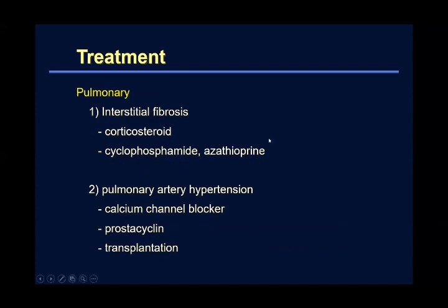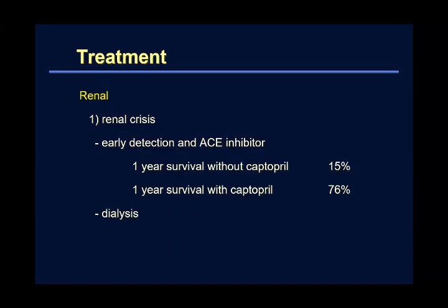Pulmonary manifestation, I told you, leads to small capillary obstruction, leading to pulmonary fibrosis and pulmonary hypertension. In these patients you can try corticosteroids, cyclophosphamide, and azathioprine as steroid-sparing drugs. For pulmonary hypertension, you can use calcium channel blocker, prostacyclin, and transplant, heart lung transplantation. If a patient has end-stage pulmonary disease and severe hypoxemia, they go for heart lung transplantation for advanced pulmonary disease. Renal involvement, as I told you, renal crisis.